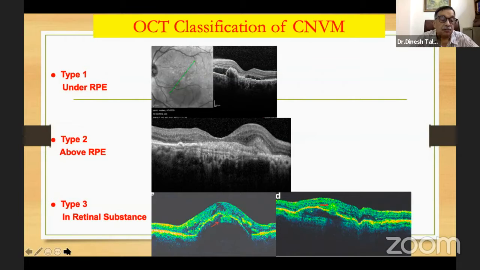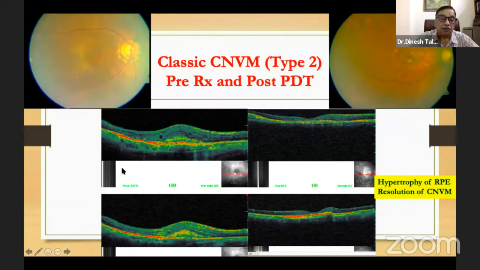So these are the various types of CNVM, and you can also use OCT to prognosticate and follow up, as you will see here. Now, this was a type 2 CNVM. This is an old OCT; the patient got PDT, and you can see how with the treatment, this CNVM has vanished. There's only a little more intensification of the RPE level. That means there's probably a little RPE hypertrophy occurring there, but the entire lesion has vanished. So you can use it for follow-up of your patients of classic CNVM.